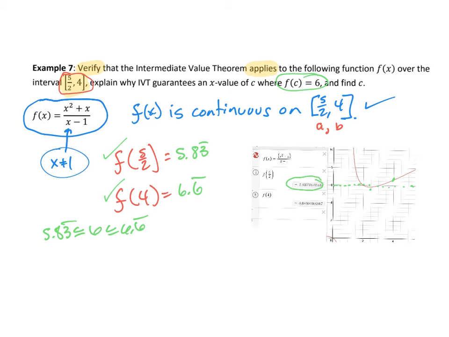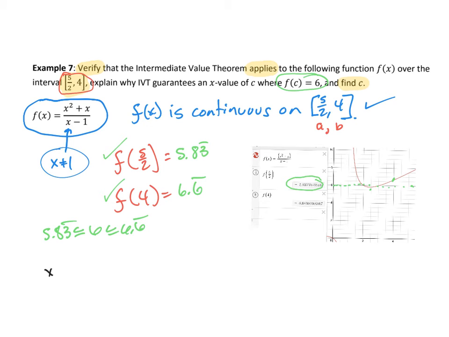Okay, the last thing we're asked to do then is to find c. So finding c is a little more of an art than a science. Obviously, we can go over here and kind of fake it to look at the graph, but another thing we can do is simply set our function equal to 6 and solve for it. And so that's what I'm going to do here. So let's just do this down here at the bottom. We won't start a new slide.